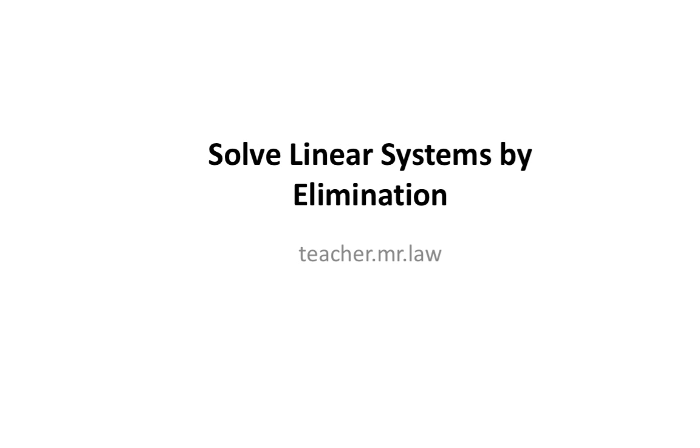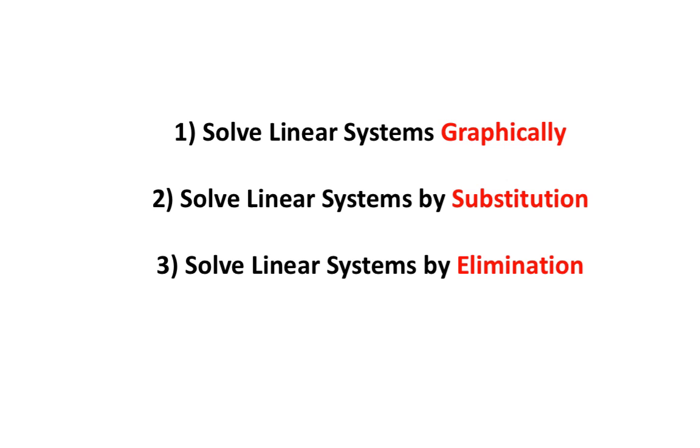In today's lesson, we'll be learning how to solve linear systems by elimination. This means that we want to find the point of intersection of two lines. There are three different ways of finding the point of intersection of two lines. You can do it graphically, you can do it with substitution, or you can do it with elimination.